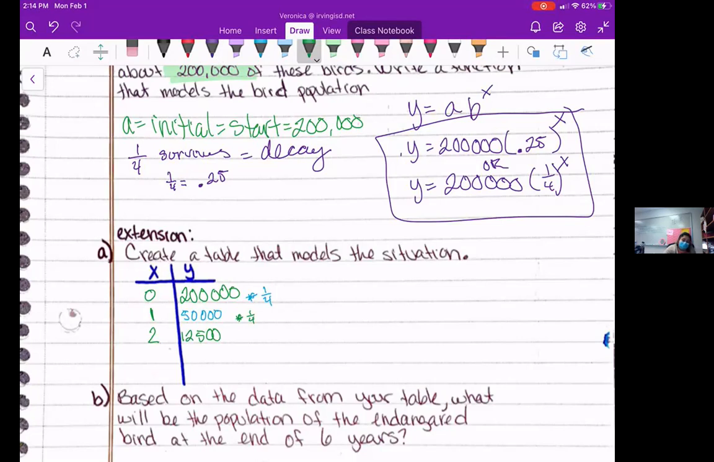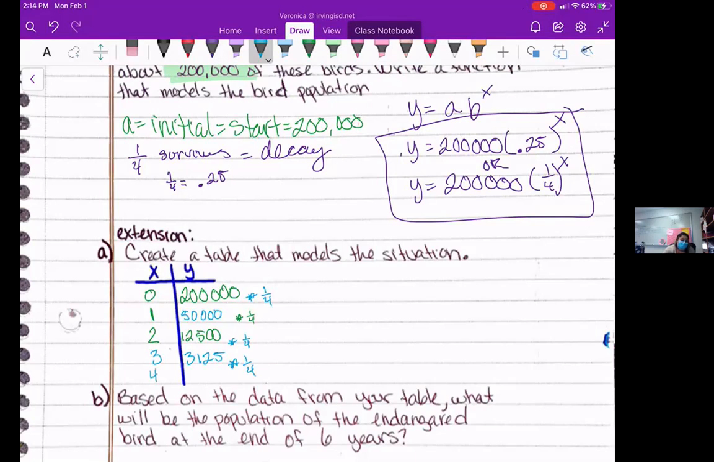Okay, moving on. After 3 years, again, our factor is 1/4. So multiply by 1/4, we have 3,125. I guess we have room for one more, so let's do it one more time. So that would be after 4 years, 781.25.